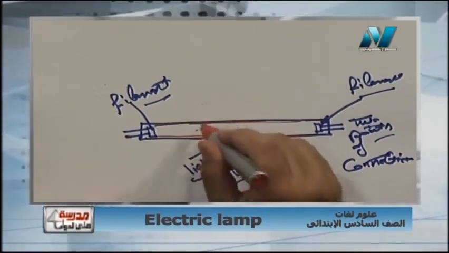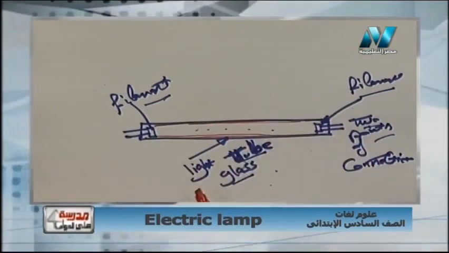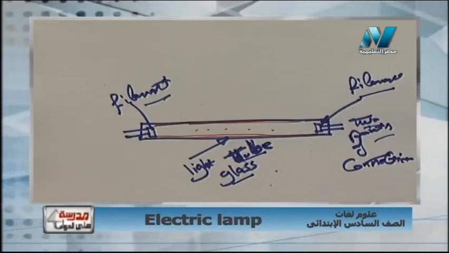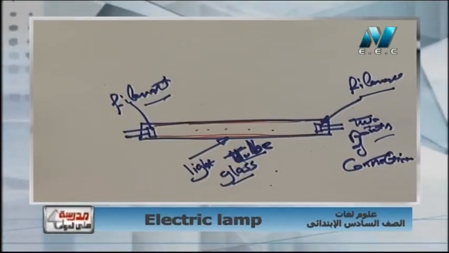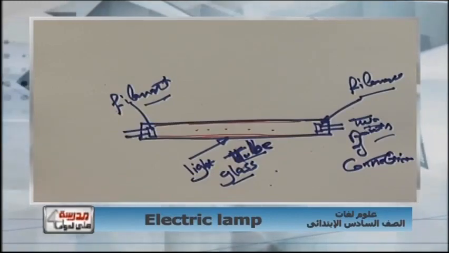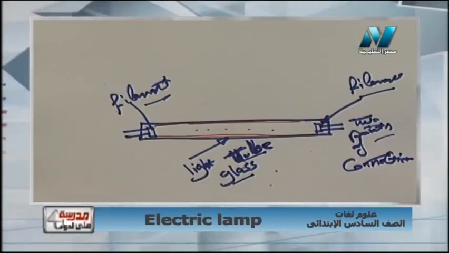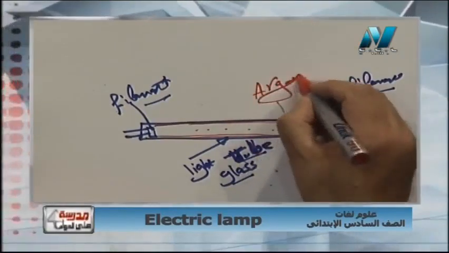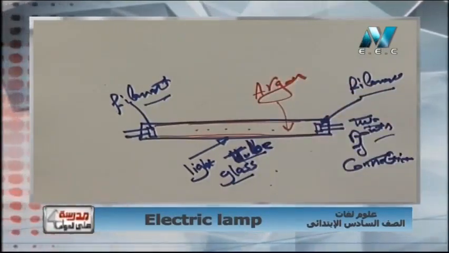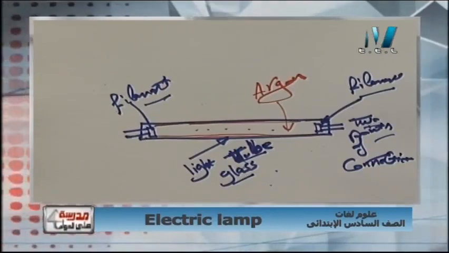Also he put some drops of mercury. We know that mercury is a silvery shiny metal, to increase also the light intensity. And also it's filled with argon gas, of course, that prevents the burning or the combustion of the filament.